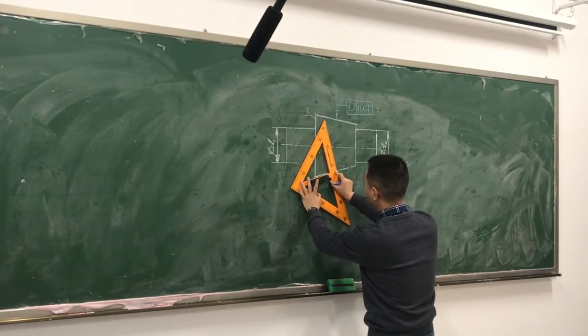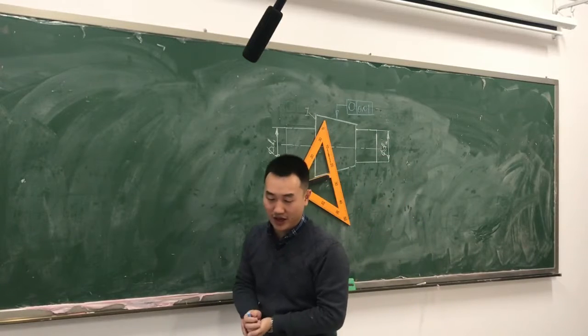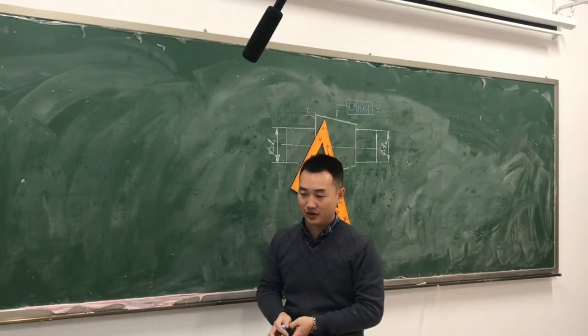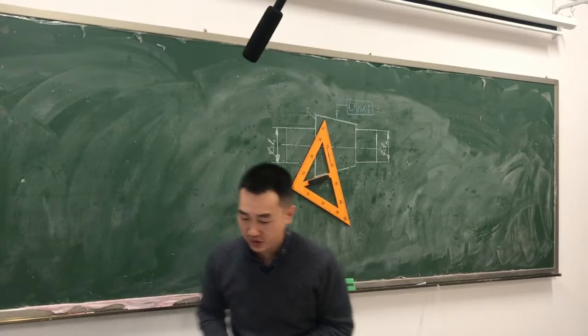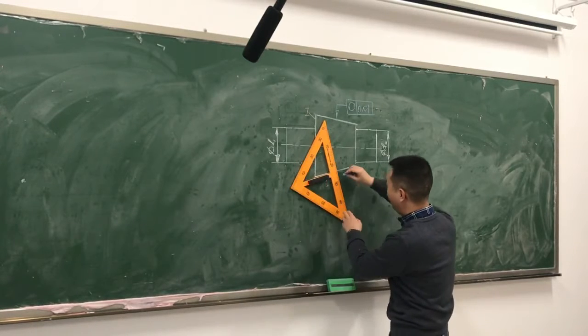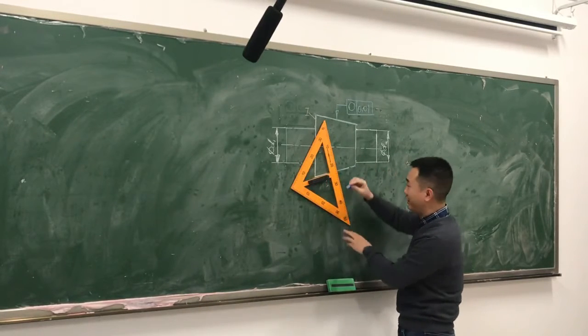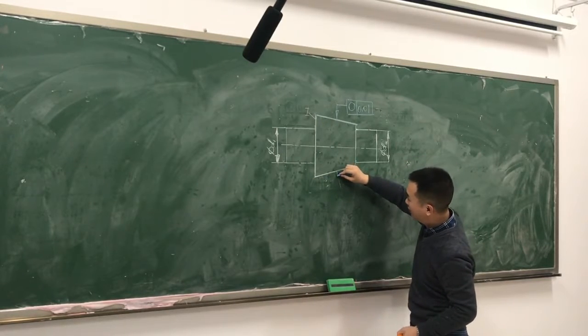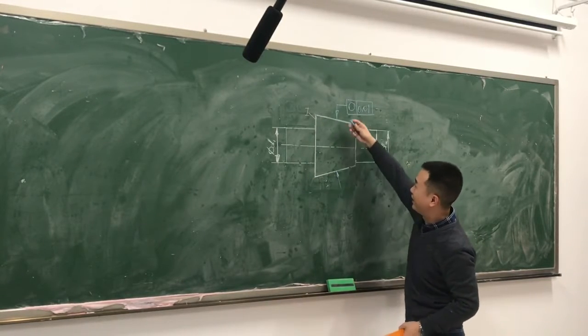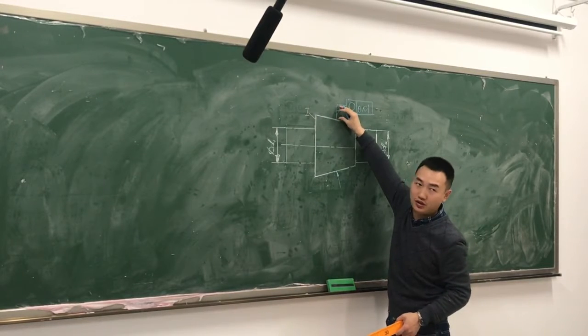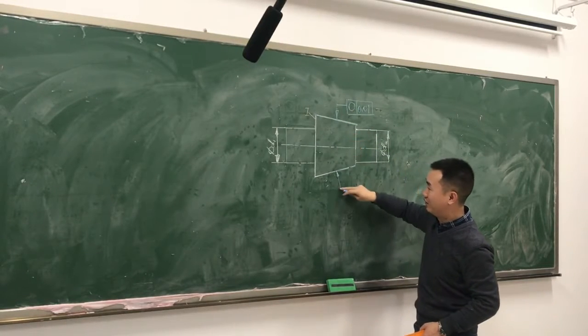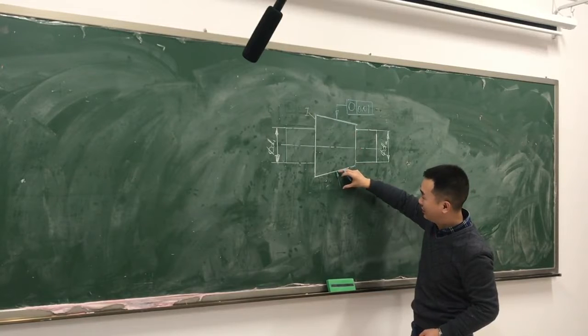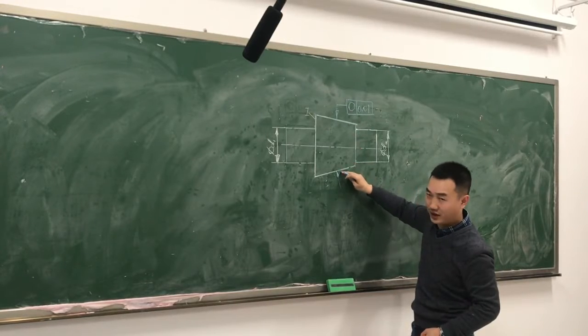So straightness is also a kind of form tolerance. And for straightness, please remember that the lead line should be perpendicular to the contour line, not like this one. This one is perpendicular to the axis, but for straightness, it's perpendicular to the contour line here.